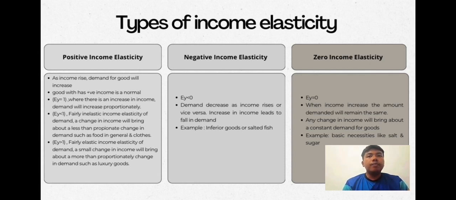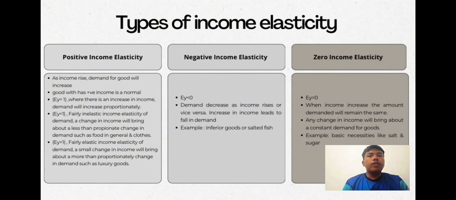For positive income, as income rises, demand for goods will increase. Goods which have positive income are normal goods, and we have 3 parts of positive income. First is YED value equal to 1, where an increase in income makes demand increase proportionately. The second part is YED value less than 1.